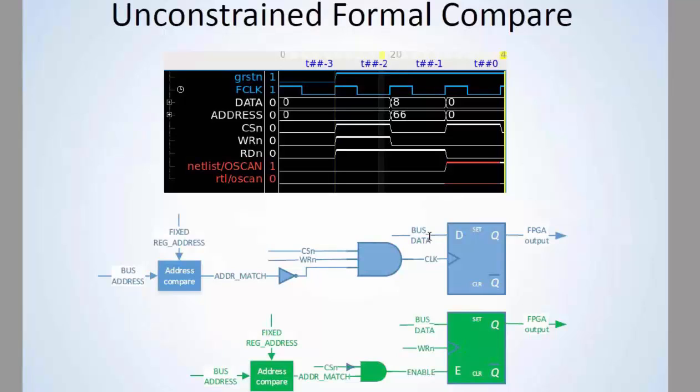You see that in the original blue design, a rising edge on chip select will also cause a rising edge on the clock and clock in data, which is what happened. Whereas in my green design below, a rising edge on chip select will just affect the enable, but it won't clock in anything. So this was a miscompare. This is a screen capture from OneSpin, obviously, if you're familiar with it.